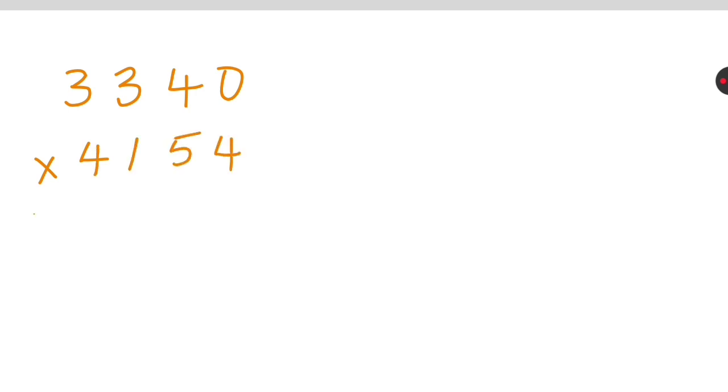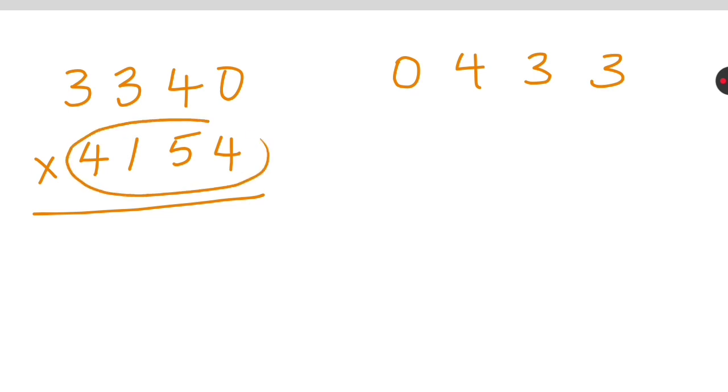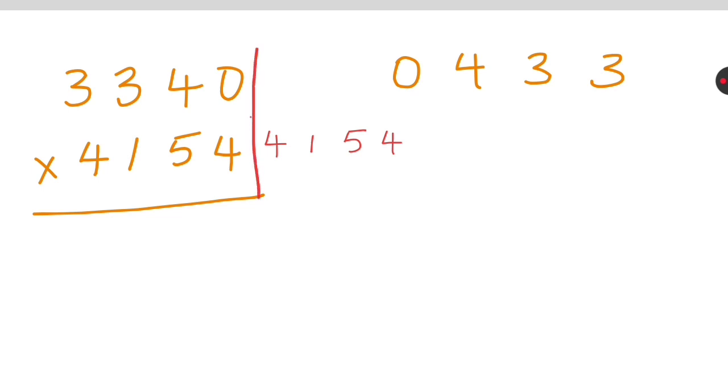Let's take a bigger number, which is 3,340 multiplied by 4,154. So what is our first step? You have to take the first number and write it in reverse order: 0, 4, 3, 3. Next, copy the other number, 4154, on the left side of it.